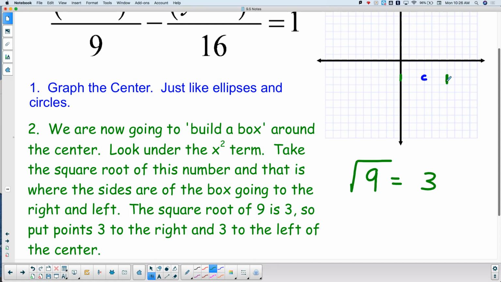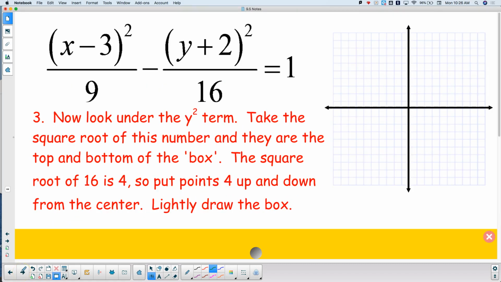Clear so far? Okay. Let me get us back up to speed. 3, -2, and 1, 2, and 3, and 1, 2, and 3. So there's where we're standing now. Now we look underneath the y squared term. So underneath the y squared term is 16. So the square root of 16 is 4. So I go up and down 4 from the center. And again, I put dashes.